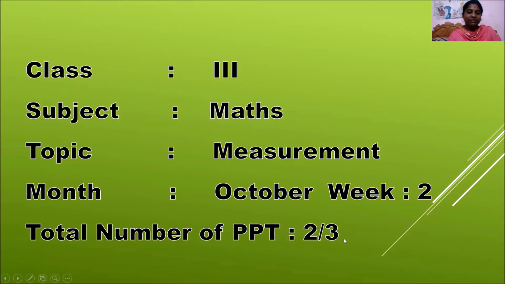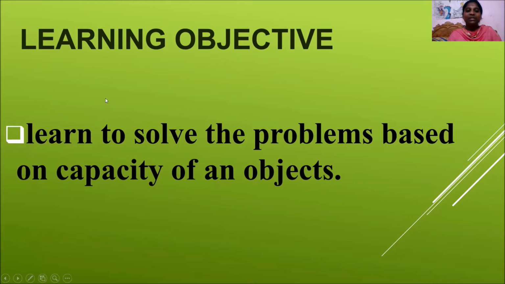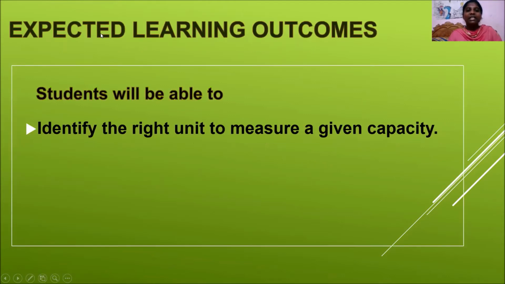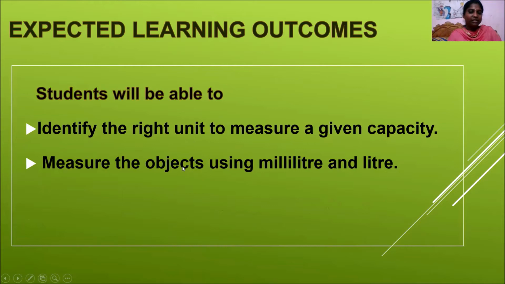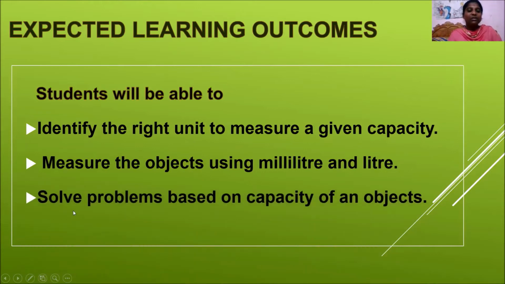Today we are going to learn class 3 subject maths, topic measurement, month October, week 2, total number of PPT 2 by 3. Learning objective, children, you will learn to solve the problems based on capacity of objects. Expected learning outcomes. At the end of the session, children, you will be able to identify the right unit to measure a given capacity, measure the objects using milliliter and liter, and solve the problems based on capacity of objects.